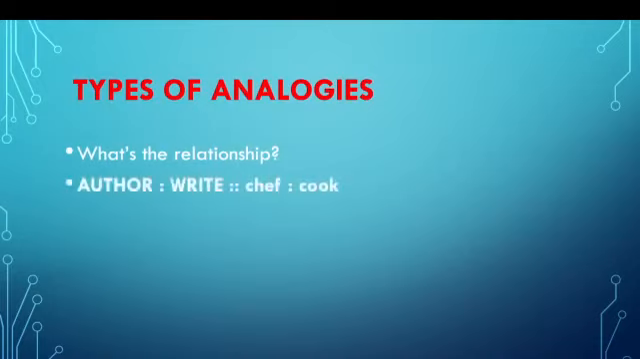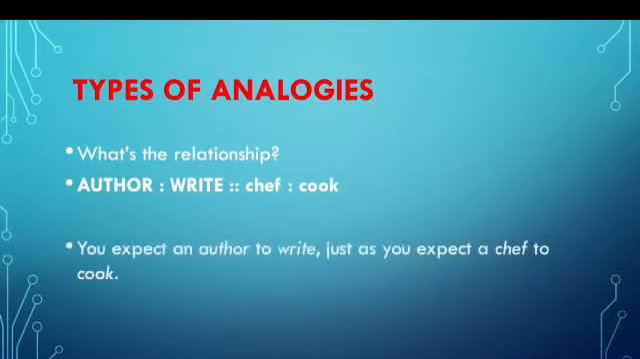What is the relationship? An author is to write, as a chef is to cook. Now you would expect an author to write, just as you expect a chef to cook. So it is just like the last one. Once again, we have a performer and a related action. This is a performer analogy.